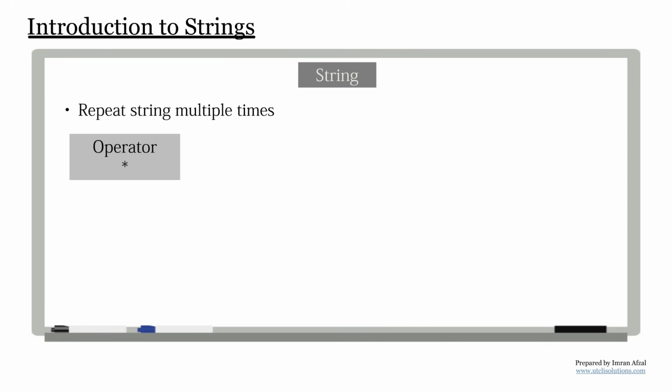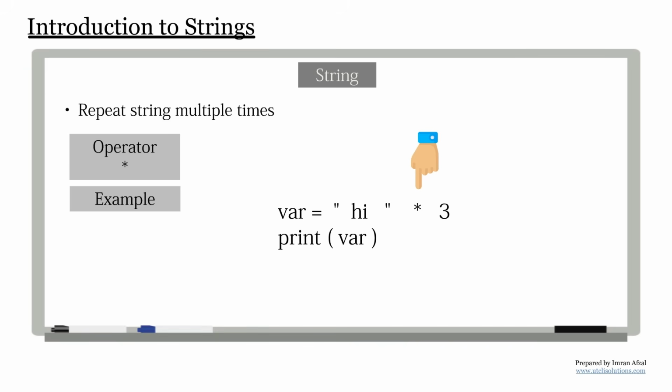In Python, you can use the multiplication operator, which is represented as an asterisk, to repeat a string multiple times. This is a unique feature in Python that allows you to create repeated patterns or text quickly. For example, when you take a string like "hi" and multiply it by a number, for example 3, Python creates a new string by repeating the original string. Okay, so "hi" times 3 means that Python will repeat the word hi 3 times in a row. The result will be hihihi.